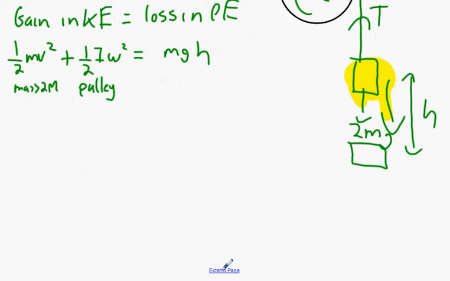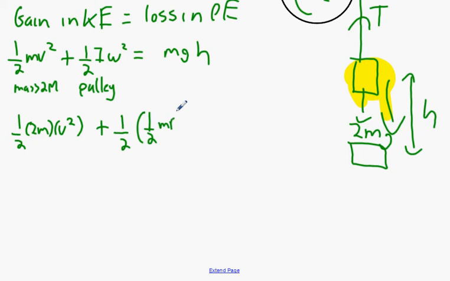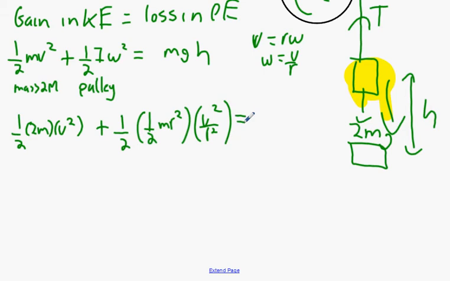Let's start off. A half 2m times v squared plus a half, what do we say the I value was again? A half mr squared. We need a conversion rate for our omega again. v equals r omega, omega equals v over r, v squared all over r squared. How much does the weight fall? We could define that as h, so it's 2mgh.